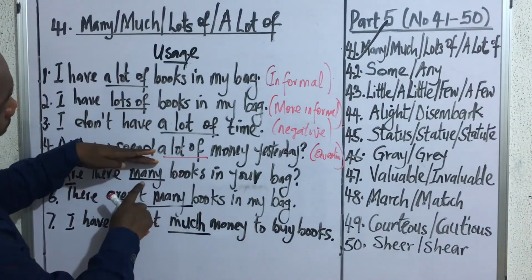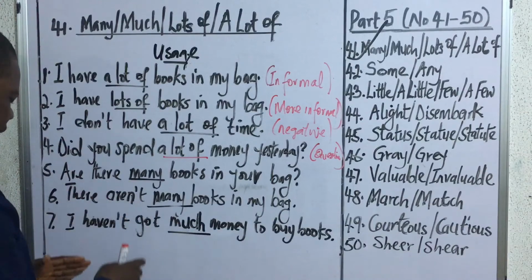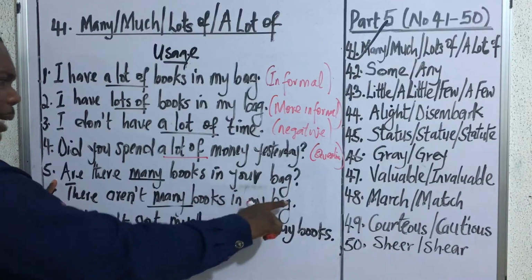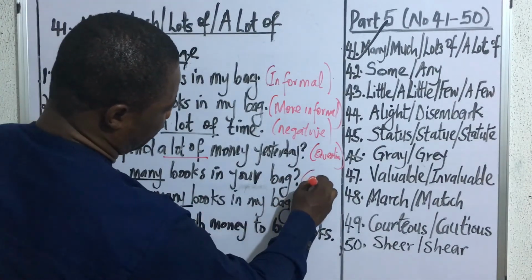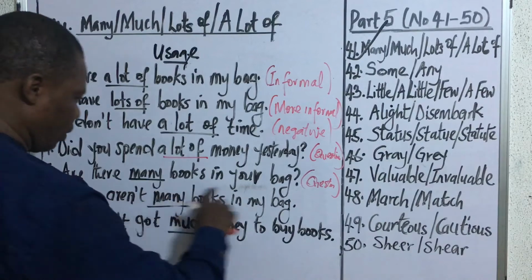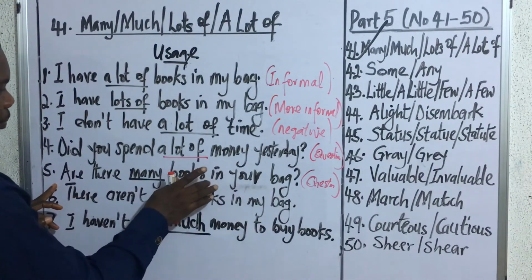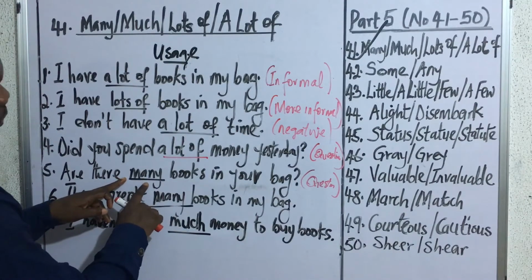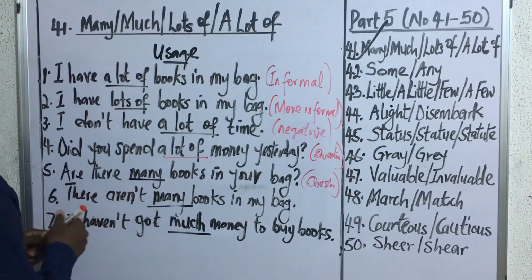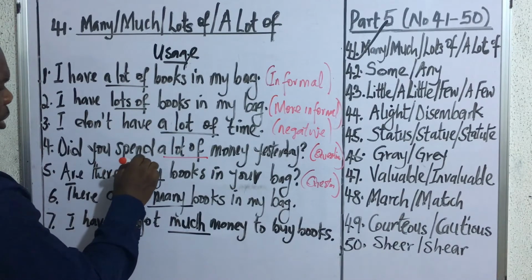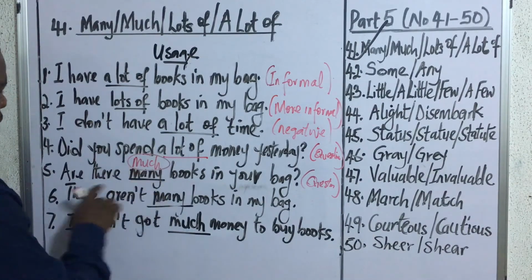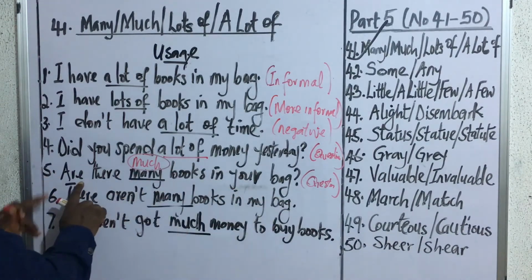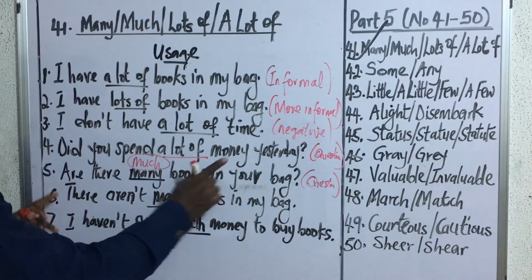Let's now talk about the use of many / much in the rest of the examples that we have here. Number 5, are there many books in your bag? Now this is a question. If you look at it very well, you discover that this expression is about books, and books are countable. Therefore, you are going to use many and not much. So you cannot say things like, are there much books? No, this will be a wrong expression. Rather, you say, are there many books in your bag, because books are countable.